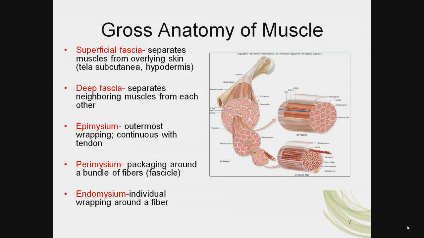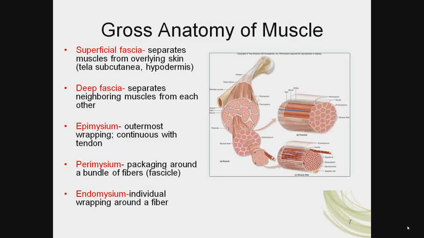So immediately around a single muscle cell, we have endomysium. And then we have packages of muscle cells. Those are called fascicles. An individual muscle cell is referred to as a fiber. So a bundle of fibers is a fascicle. And the wrapping around a fascicle is a perimysium. And then you have the outermost wrapping around an entire muscle. That's epimysium. And it's continuous with the tendon for that muscle.